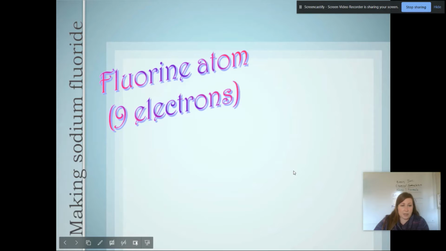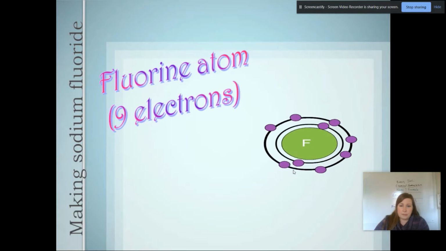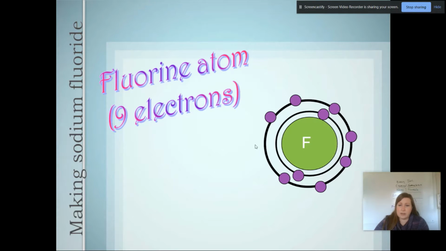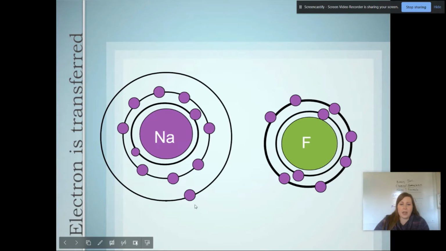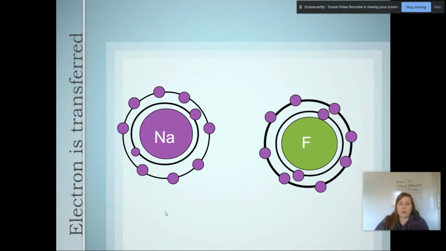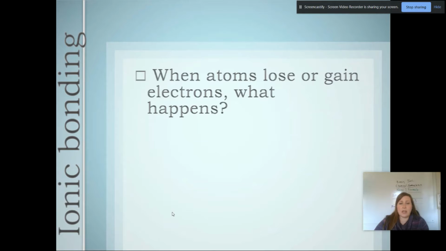And sodium is going to bond in this case with fluorine. Fluorine has 9 electrons, 7 valence electrons. It would really like an extra valence electron. It's got room for an extra one. And fluorine is very electronegative, so it'll pull electrons toward it. So here goes that electron, and there it is. And now they both have full outer valence shells, but they've gained or lost electrons.